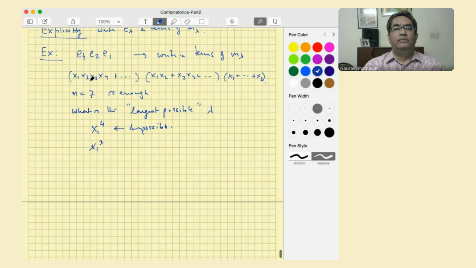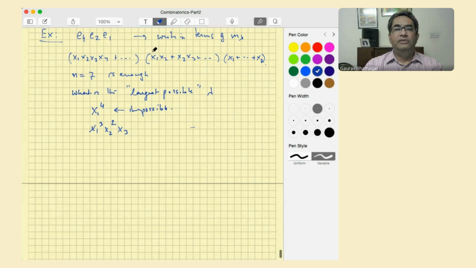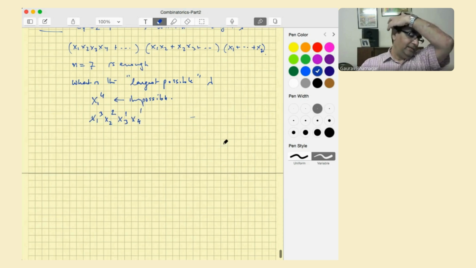If you're taking x1 from all of them, the maximum possible x2 will be 2, because it can only come from these two terms, right? And if that is the case, what is the largest possible x3? It will be 1, because this term will already be covered, and similarly x4 is the maximum possible. So this is the leading term. Basically m of 3, 2, 1, 1 is the biggest term possible.